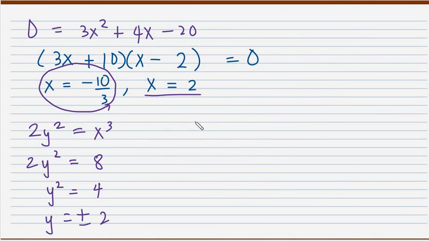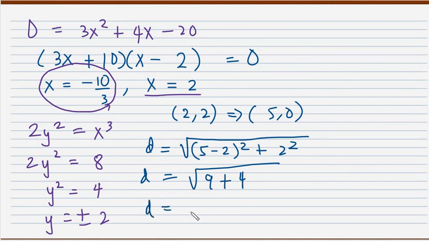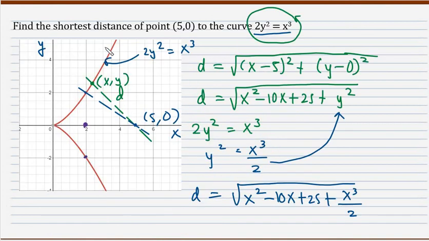So let's solve for the distance from (2, 2) to (5, 0). The distance is equal to the square root of (5 minus 2) squared plus 2 squared. So this is 3 squared, that would be 9, and 2 squared would be 4, so the distance is equal to the square root of 13. That is our answer for the shortest distance from point (5, 0) to the curve 2y squared is equal to x cubed.